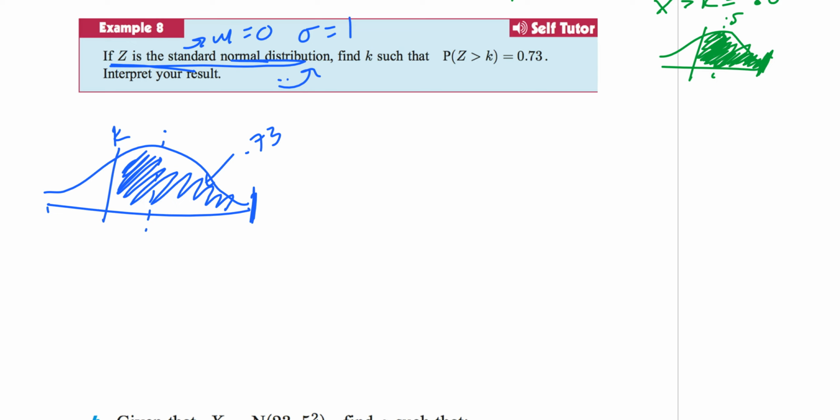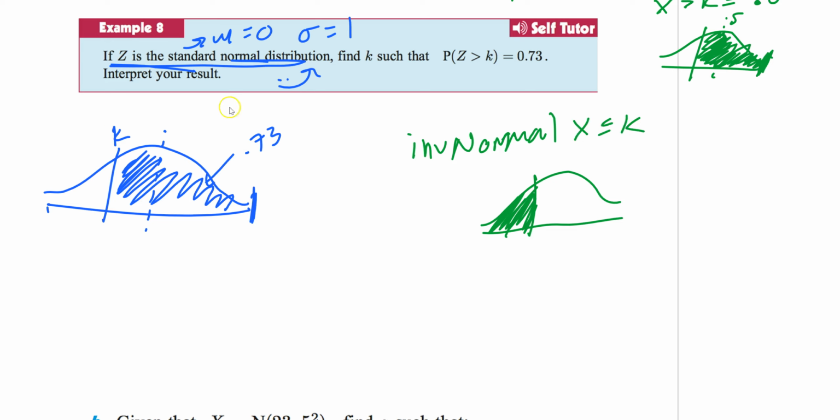Now here's the one thing I haven't talked about. Invert normal only works when it's on less than. It only works in this case. That's it. I know it sucks. I think a calculator can program the other side, but it can't. So invert normal on the calculator only works this way. So if you have this, and you want to find the invert normal of this, I can't plug in 0.73. It's not going to work. Invert normal only works when it's less than or equal to K, or less than K, because invert normal doesn't care.